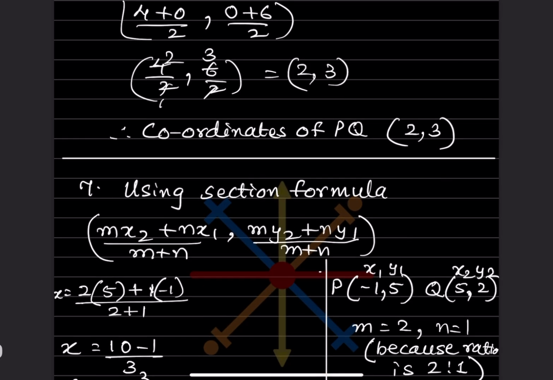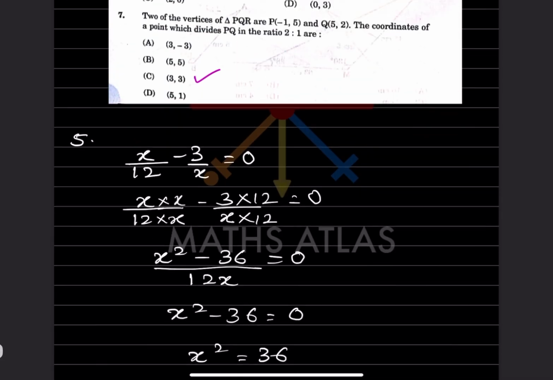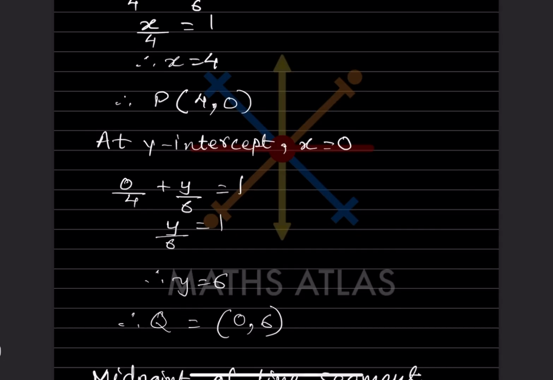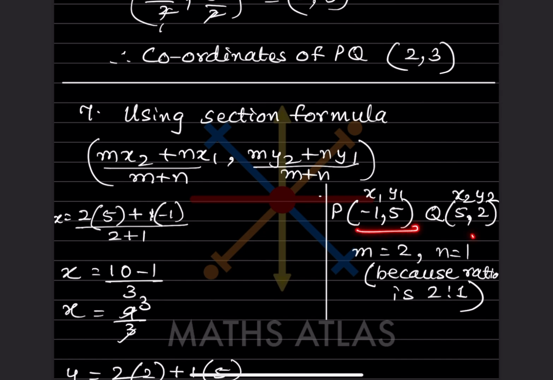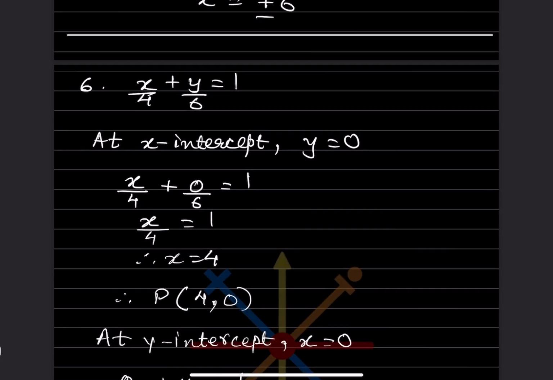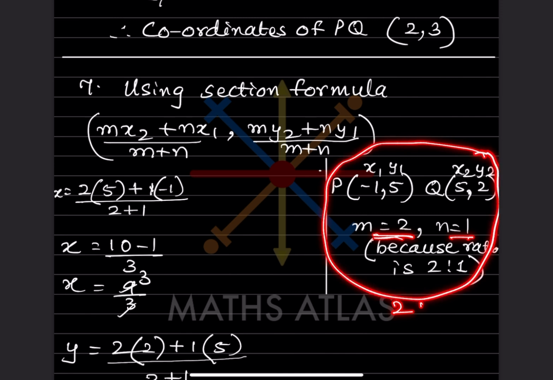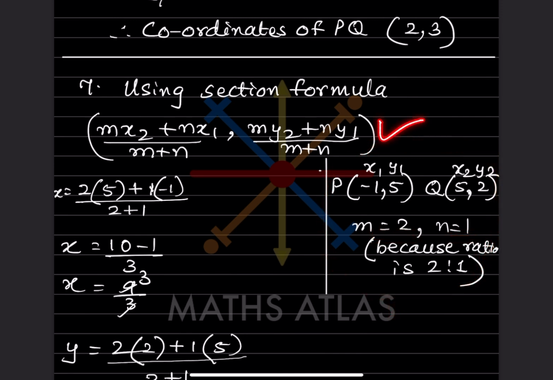So we can do it with the help of the section formula, that is (mx2 plus nx1) divided by (m plus n) and (my2 plus ny1) divided by (m plus n). And these are the coordinates given here. So I have written it here. And whatever the ratio is given, be careful: the 2:1 ratio means m will be 2 and n will be 1. So if you know this, we just have to plug into this formula.